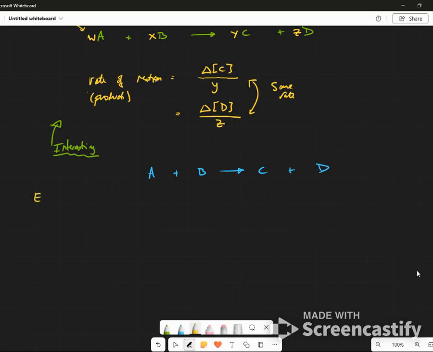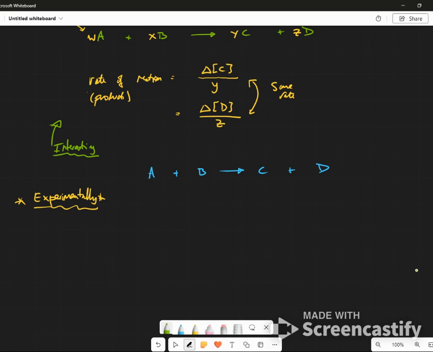First of all, I have to do it experimentally. I have to. This is not even a joke. We have to do this experimentally, and I'm going to do it like this. I'm going to do this reaction under different conditions.